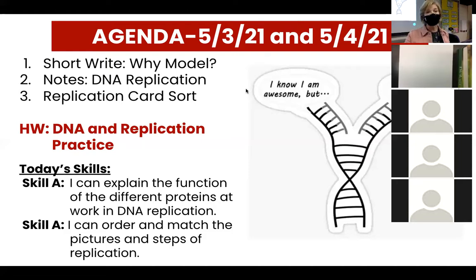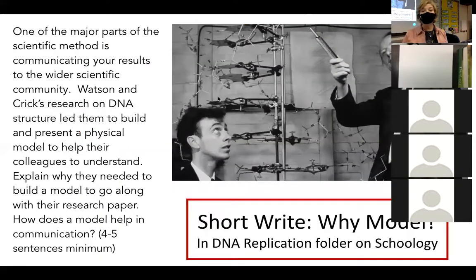The first thing is, if you remember in our last class, we built a DNA molecule. I believe I have just about everybody's DNA molecule, but if you have not turned that in, please make sure that you do, because that is a 20-point assignment for you. You need to make sure that you've turned that in. But we are going to take a look at, or explore, why modeling is necessary, okay?